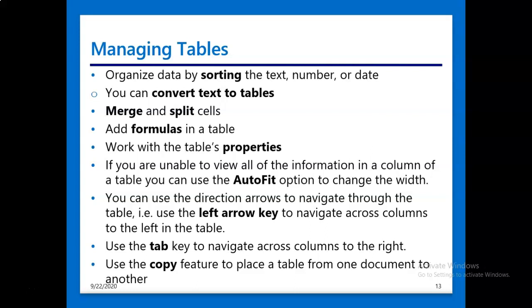If you're unable to view all of the information in a column of a table, you can use the AutoFit option to change the width. You can use the direction arrows to navigate through the table. For example, you can use the left arrow key to navigate across columns to the left, or the right arrow key to navigate across columns to the right. You can also use the Tab key to navigate across columns to the right. You can use the Copy feature to place a table from one document to another.